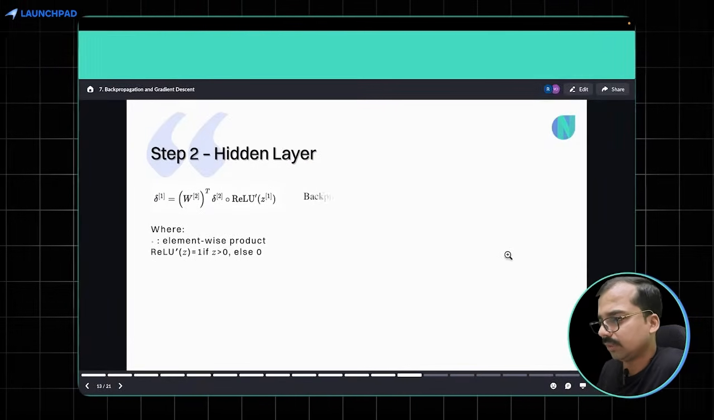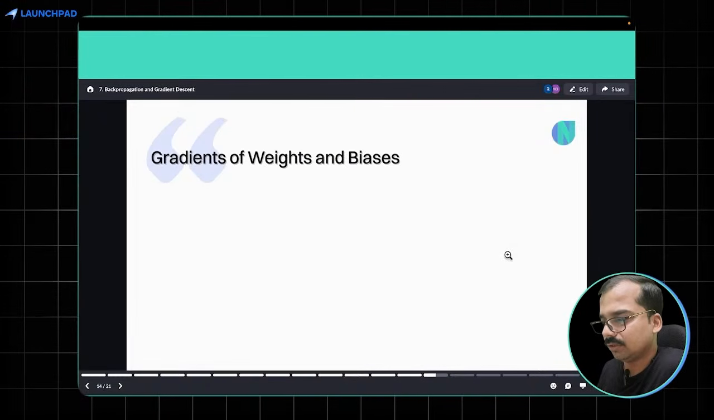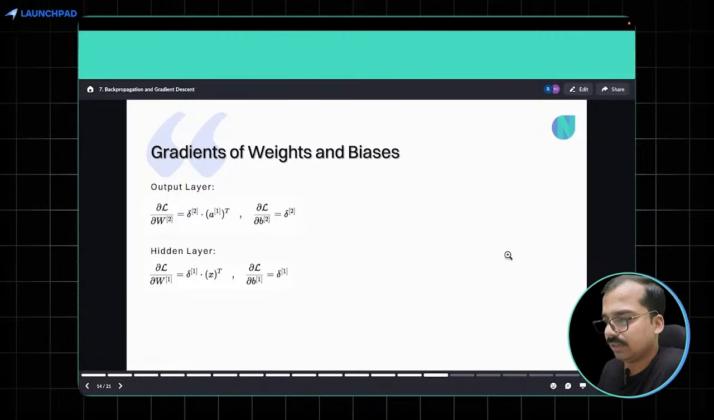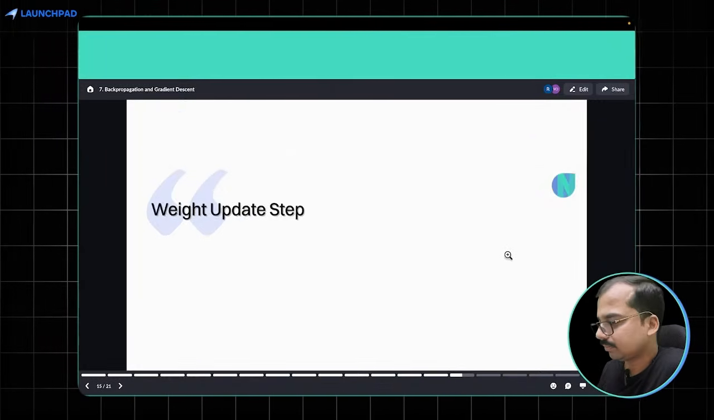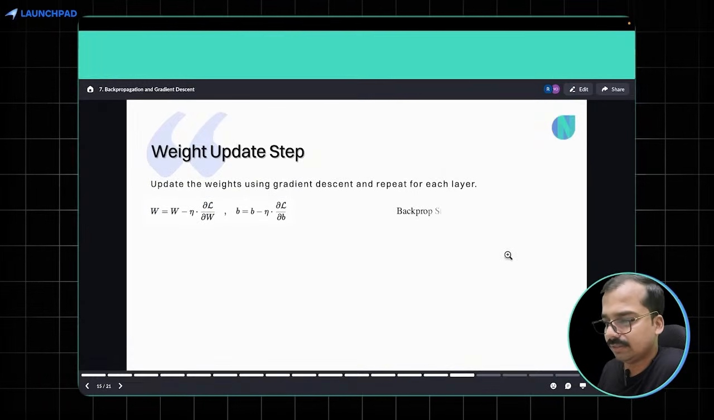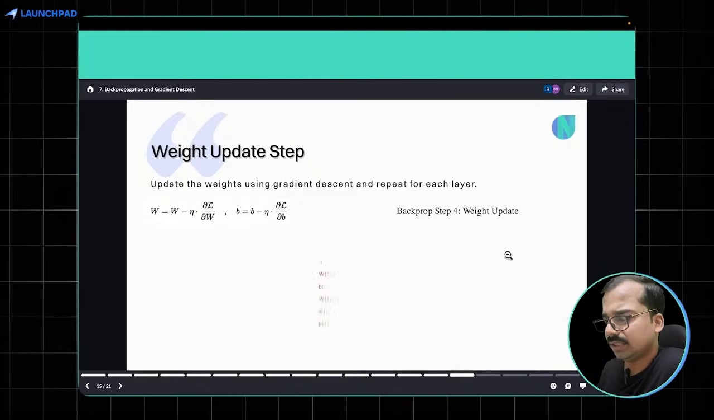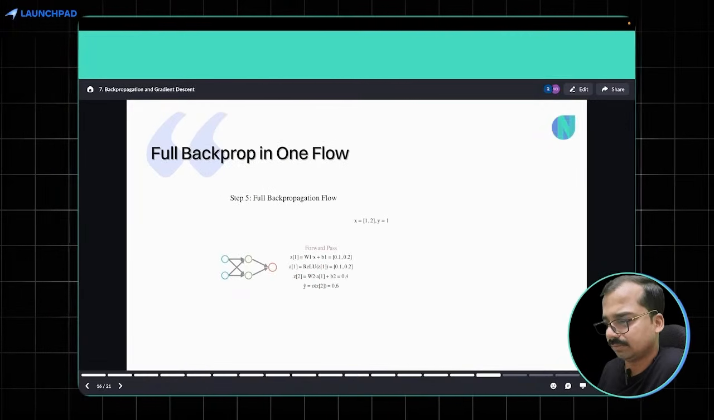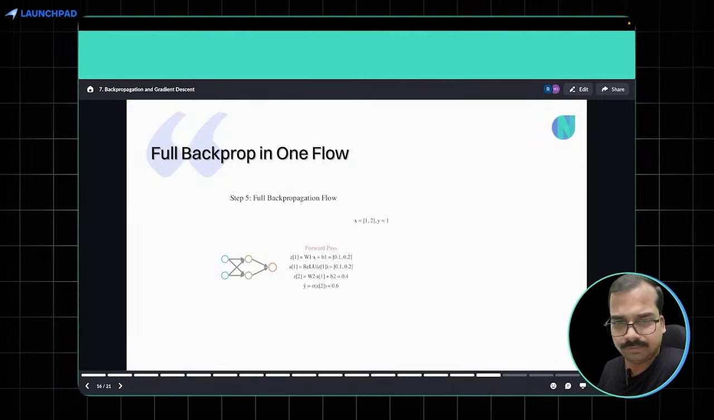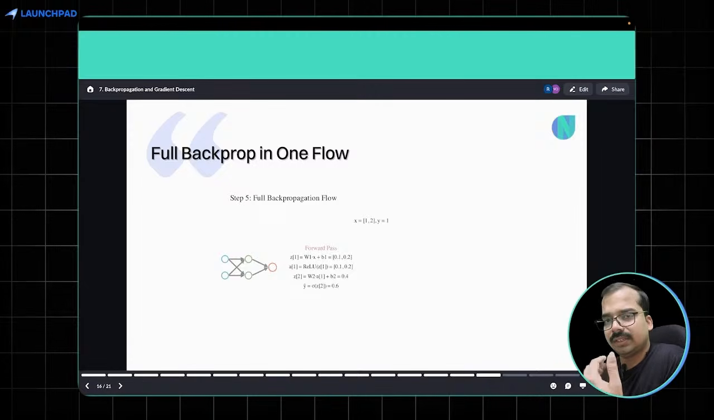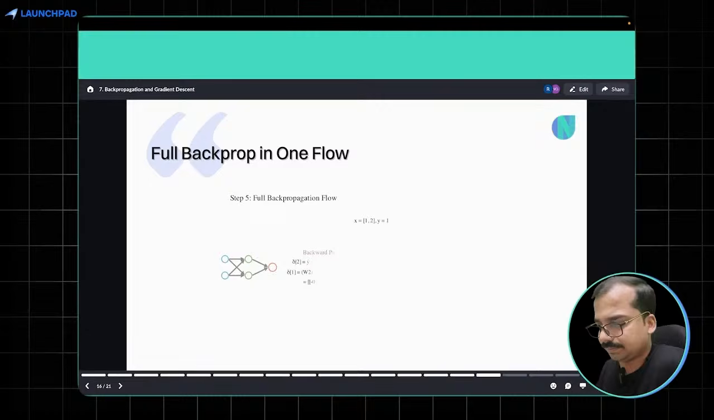So here we have shown what calculations will happen in the hidden layer also, and what the gradient values will be for the output layer and hidden layer. And then we'll be updating the corresponding weights. You don't need to do these calculations every time, but it's very important to understand. Here we have shown the full backprop process. And in this way, slowly and steadily, your weights and biases will be updating.